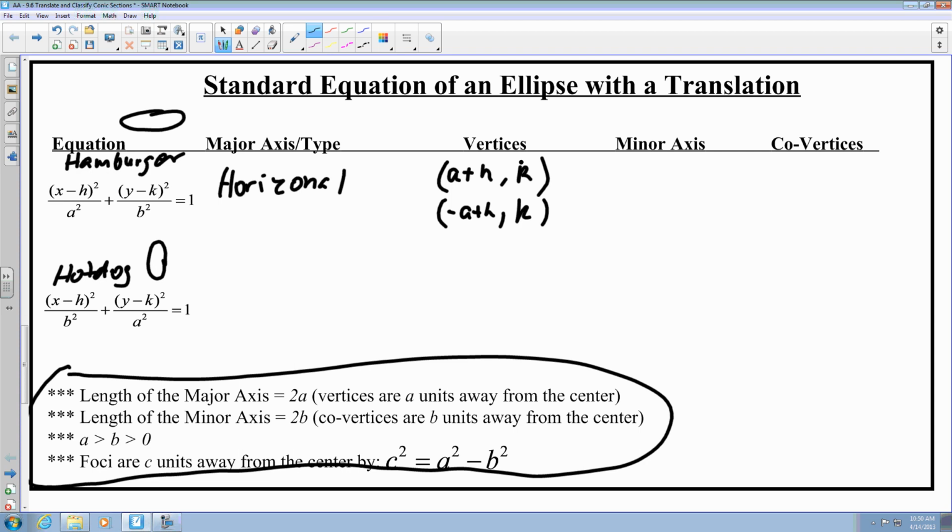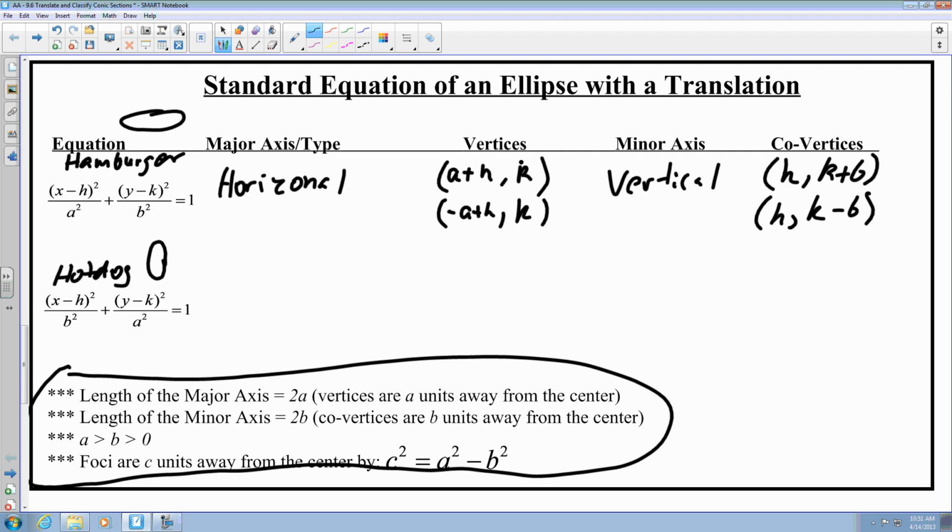and then the minor axis is our vertical axis, and then our co-vertices will be h comma k plus b, and then it will be h comma k minus b.